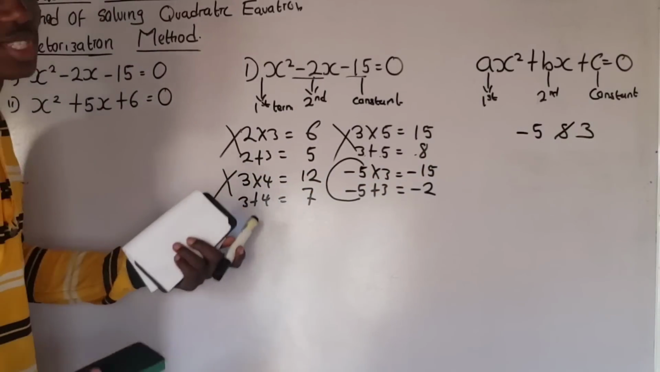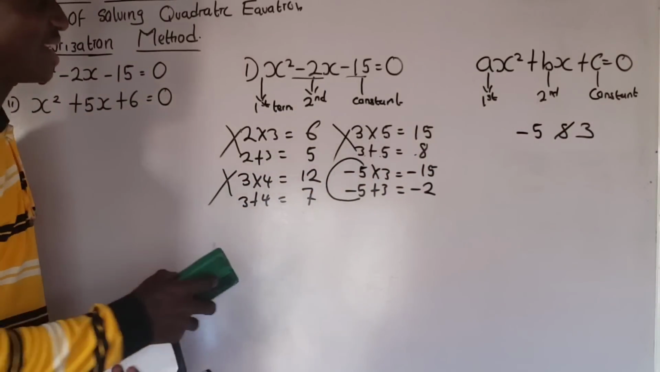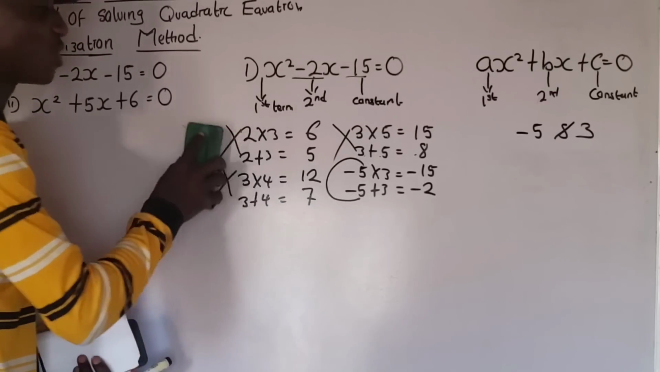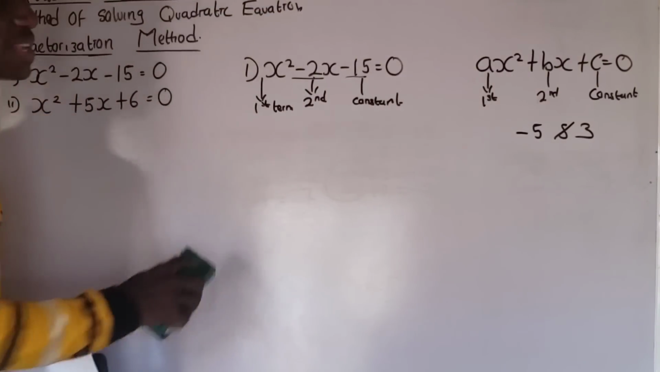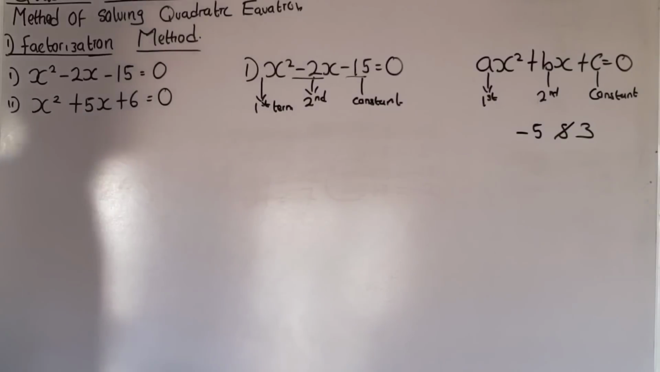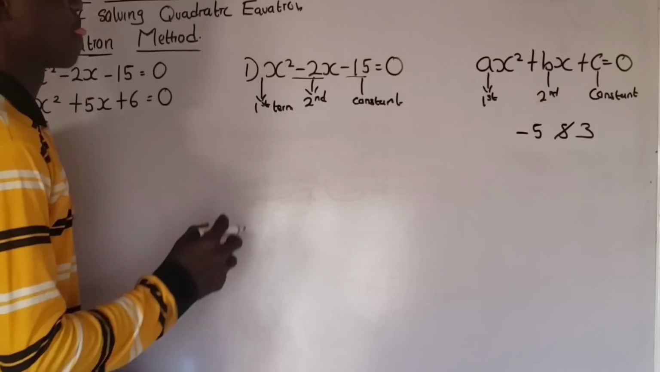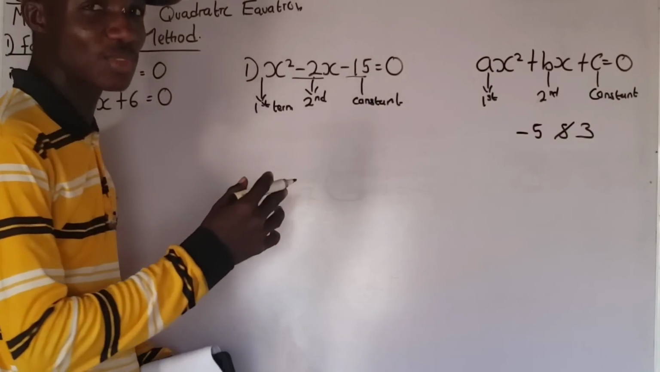The reason why I show you this is because I want you to understand. If I'm doing this in an exam, I don't have to show this step. You understand? So we have negative 5 and 3. Now we are going to replace. I'm telling you the next step now.